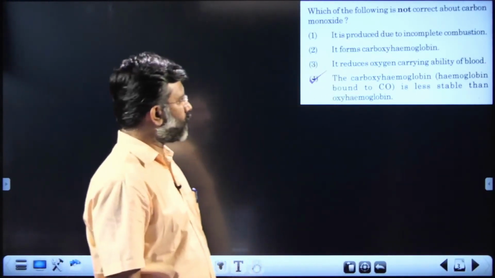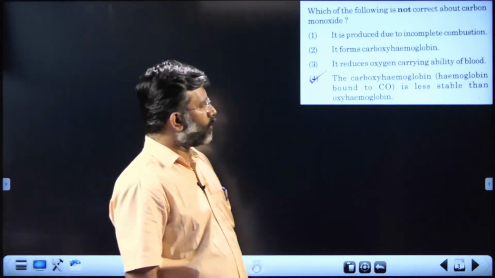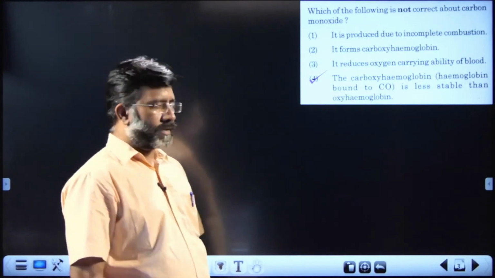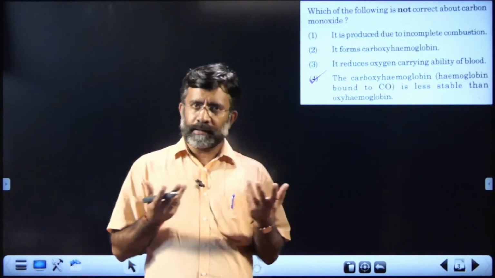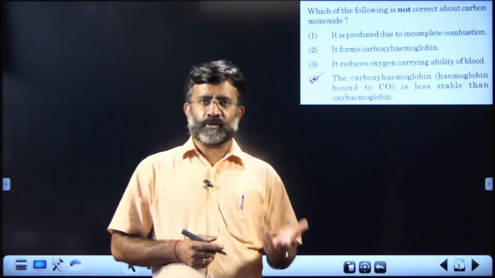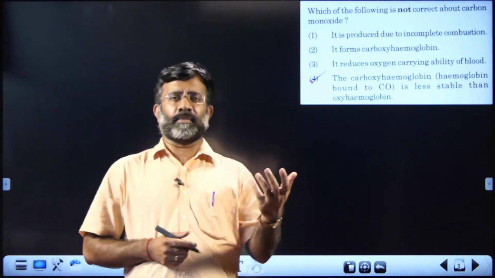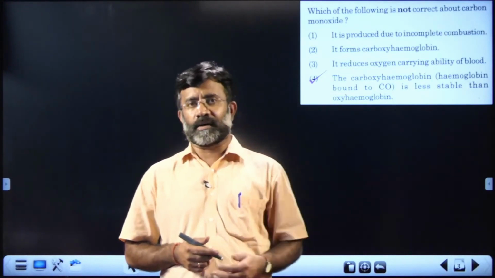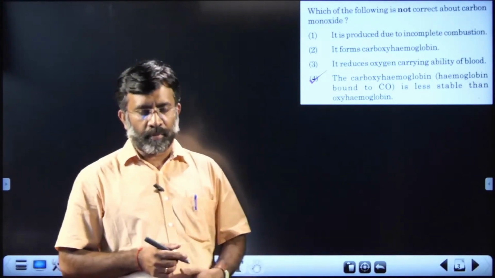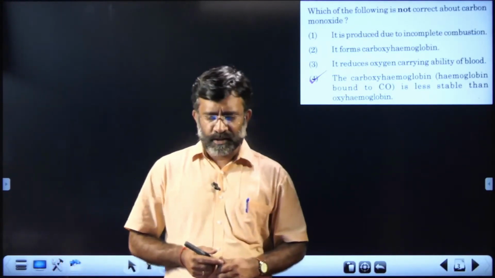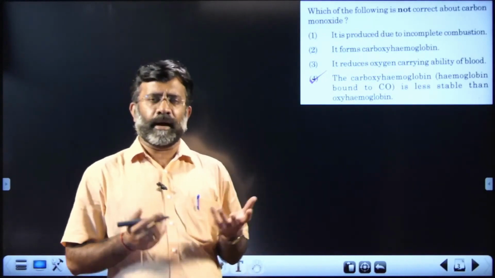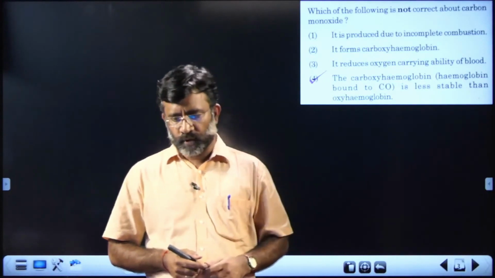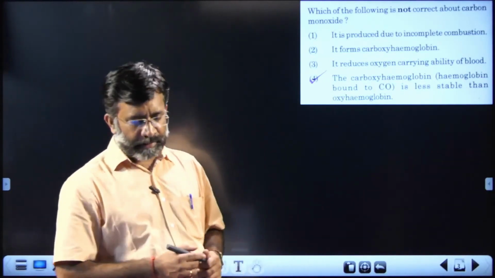That is the incorrect statement: carboxyhemoglobin is less stable than oxyhemoglobin. You have learned in the textbook, it is a factual point, that the CO bond in carboxyhemoglobin is almost 300 times stronger than the oxyhemoglobin bond. It is there in the textbook, and that is how the oxygen carrying ability is reduced. Fourth choice is the correct answer.